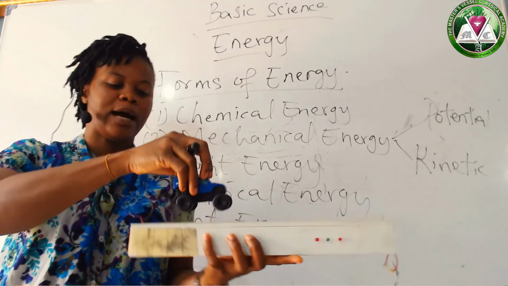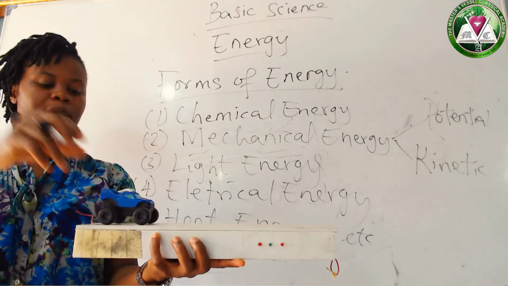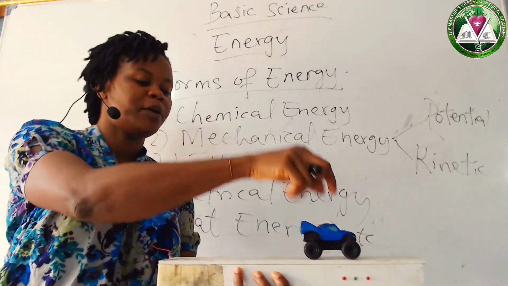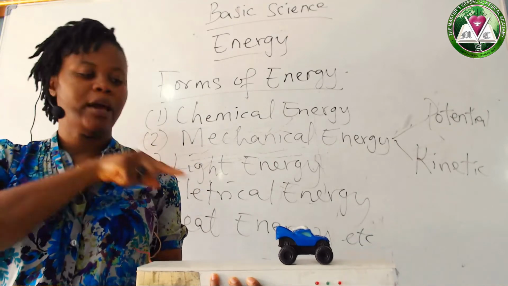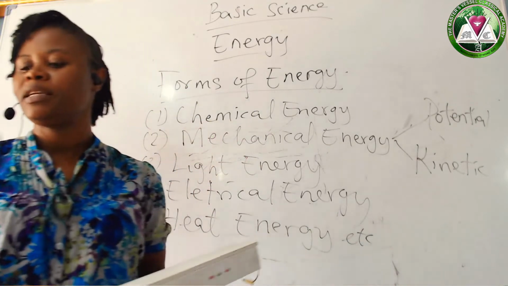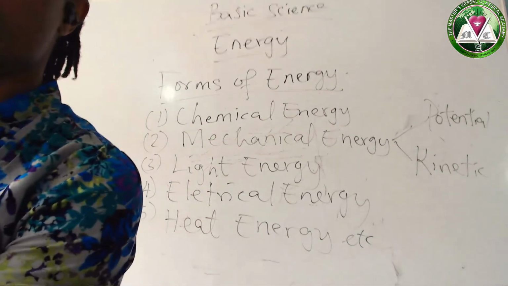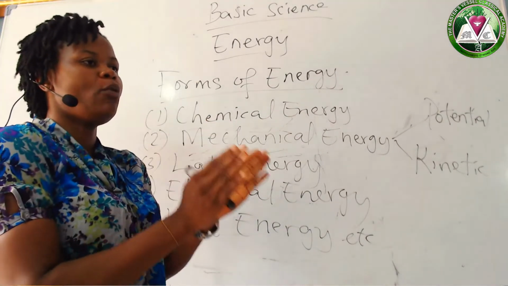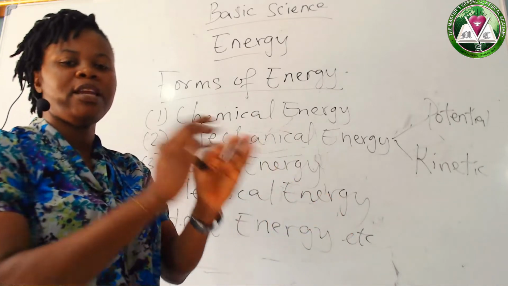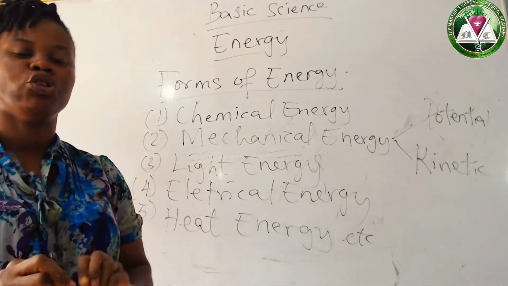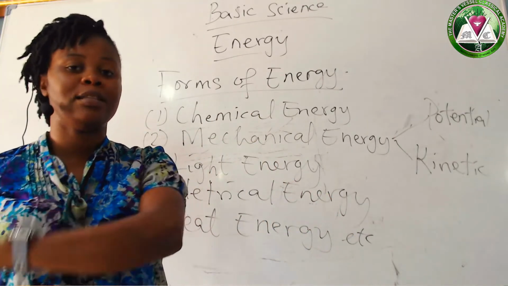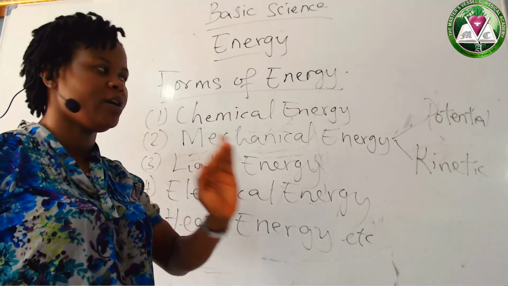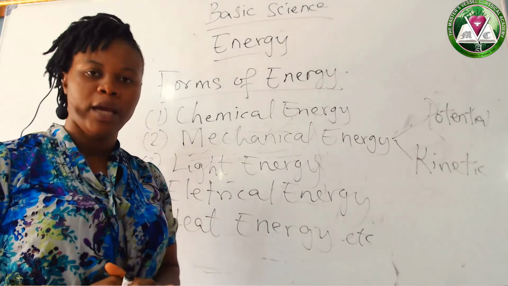Now, if I move this car and it starts moving, the energy has been converted to kinetic energy. So, meaning that kinetic energy is energy possessed by a body in motion. As the car is moving, it is in motion. Energy possessed by a body in motion is referred to as kinetic energy, while the energy possessed by a body at rest is referred to as potential energy.